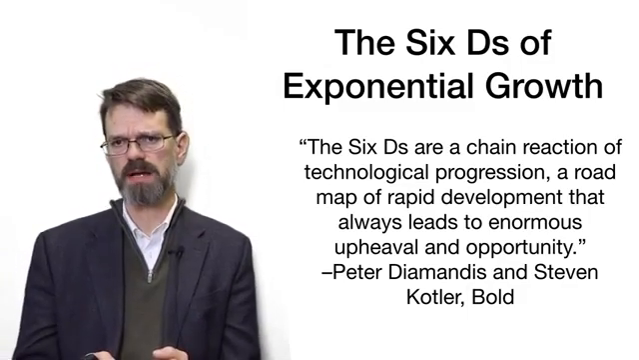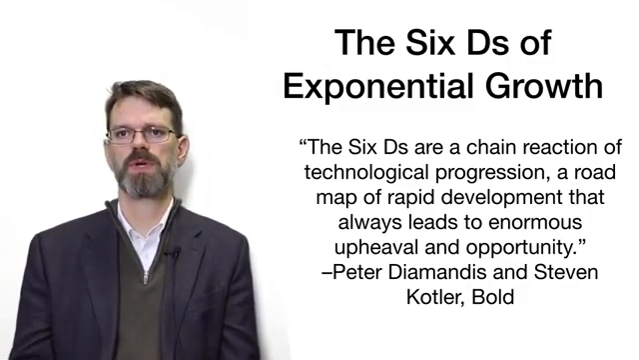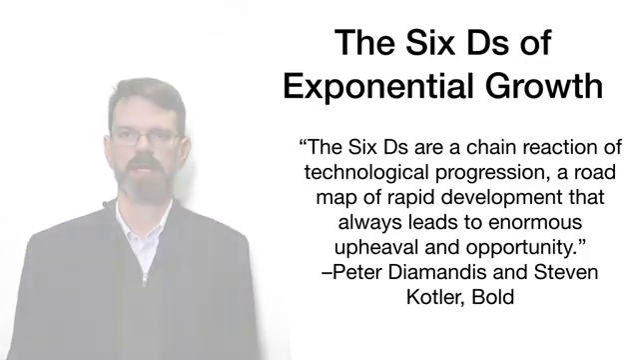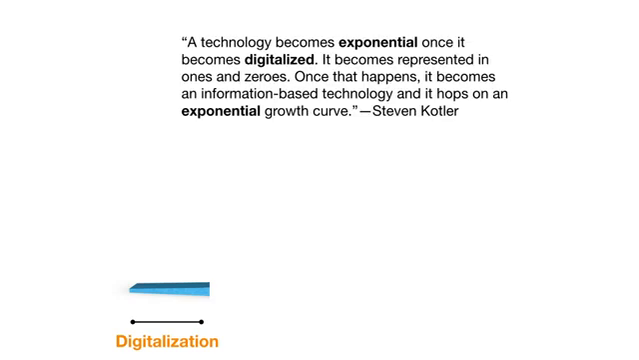So let's look at this model. Let's see if this is something that we can use to help us understand technology. The first D of this model is digitization. As Mr. Kotler says in Bold, a technology becomes exponential once it becomes digitized. It becomes represented in ones and zeros. Once that happens, it becomes an information-based technology and it hops on an exponential growth curve.